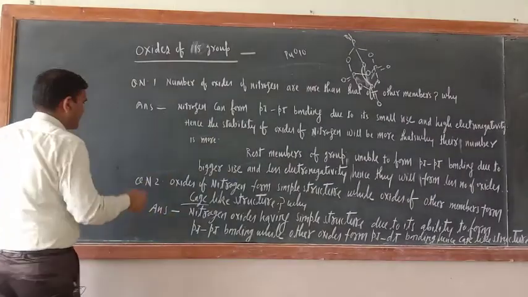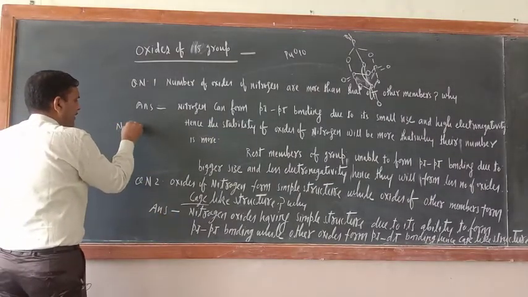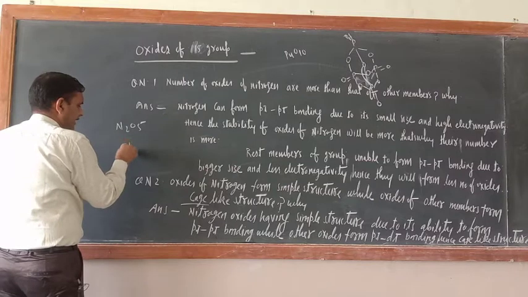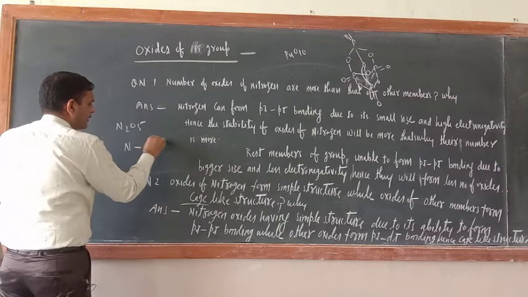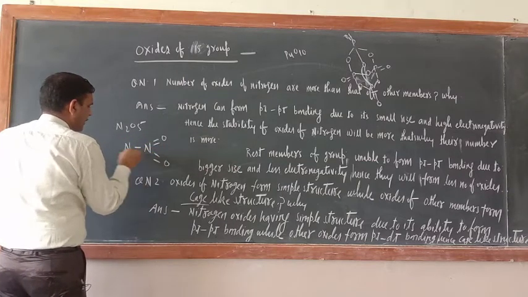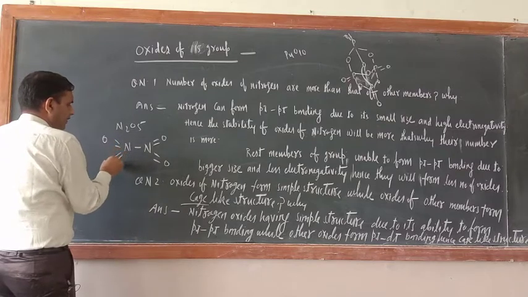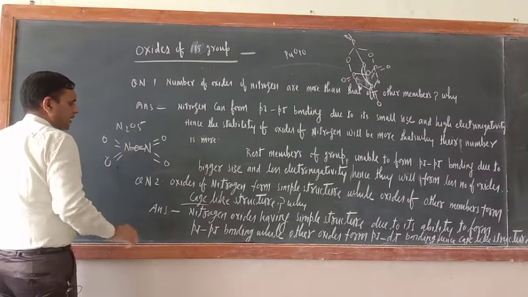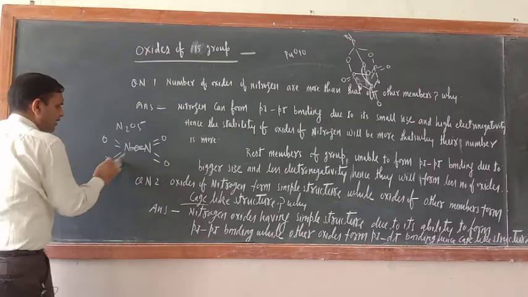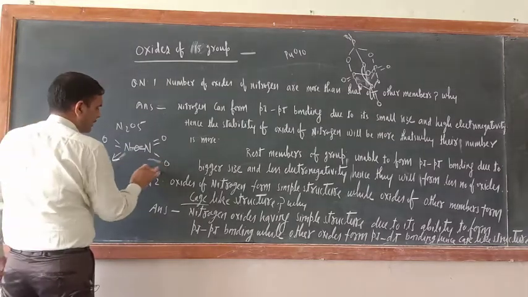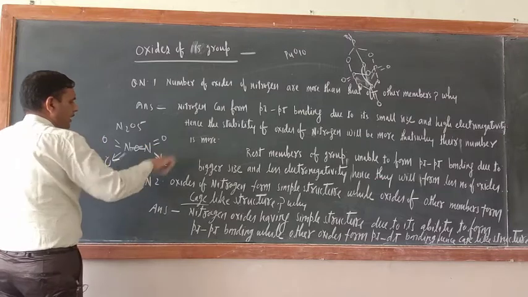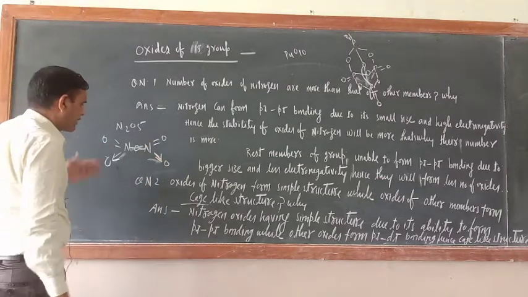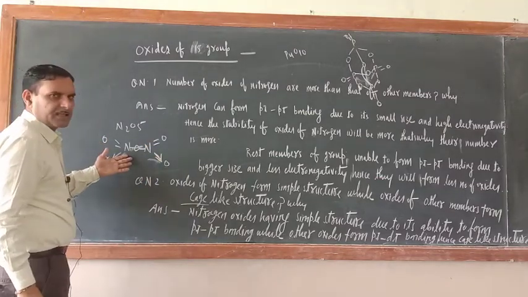Just see, take any oxide. Suppose I am taking N2O5. So N single bond N, double bond O, double bond O, double bond O, double bond O, and between these two nitrogens, one oxygen. So a simple structure is there. Please make one coordinate bond here, otherwise it would be a violation of the octet rule. So this is the simple structure of nitrogen oxide.